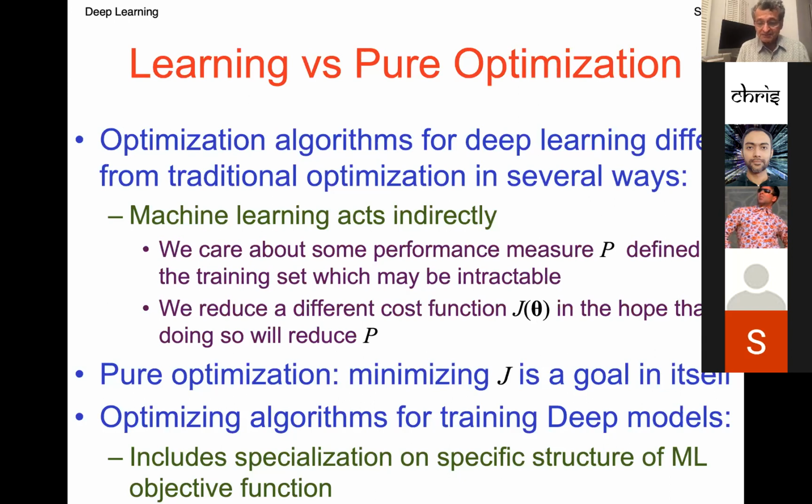Pure optimization, minimizing J, is a goal in itself. So it is differing in two ways. One is we are not even defining the quantity we are trying to minimize, that we're going to measure the performance on. We use something else. Not only that, we don't even try and minimize that quantity.